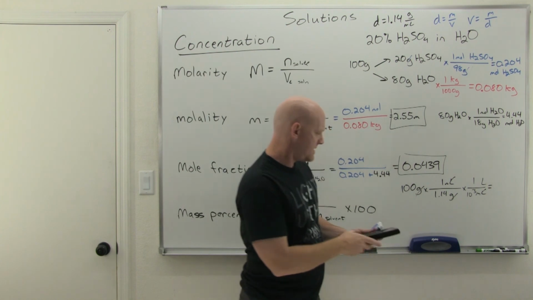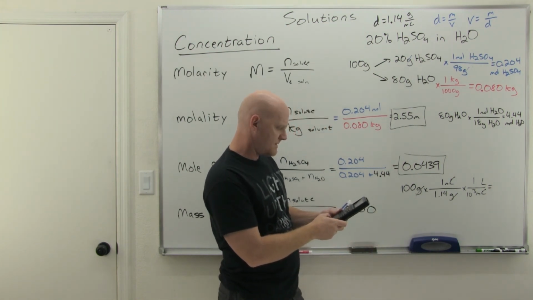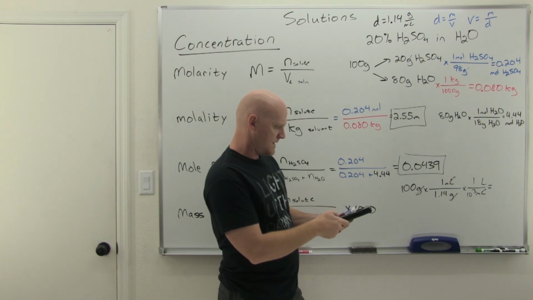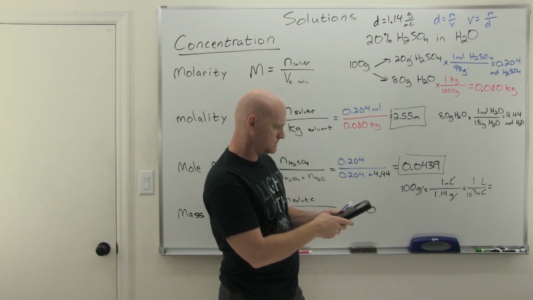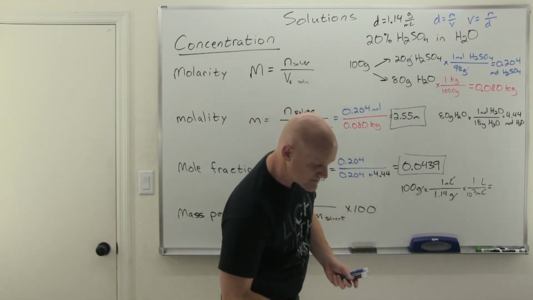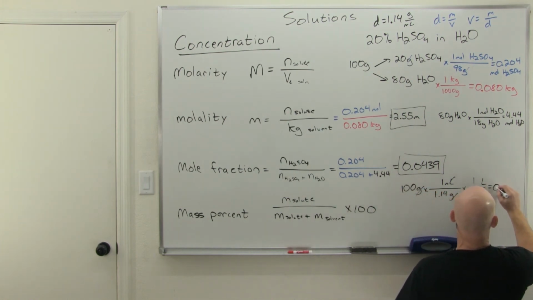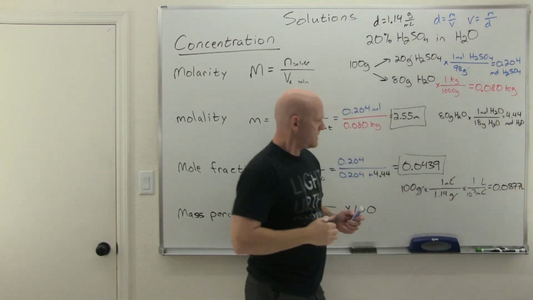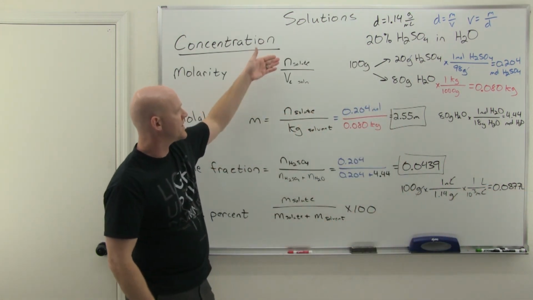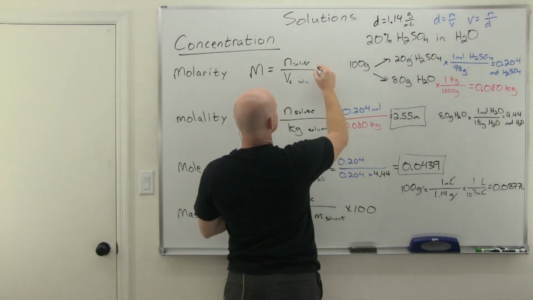So 100 divided by 1.14 and divided by 1,000. It's going to get us 0.0877 liters. Okay, so once again, our molarity is moles of solute over the liters of solution. And now we can see that that liters is 0.0877.